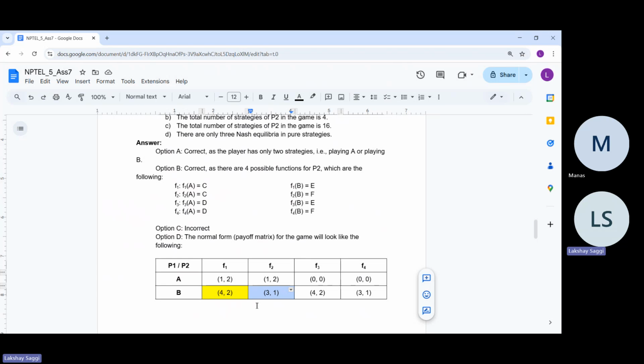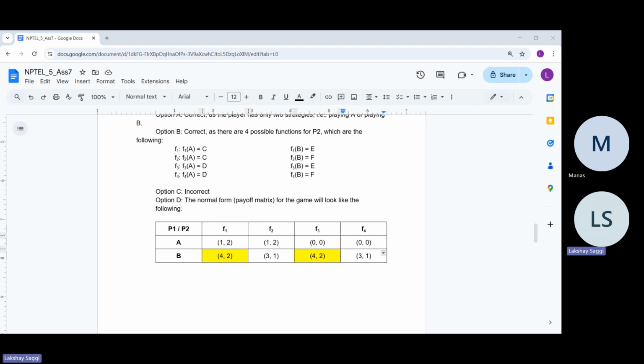Similarly for 3, comma 1, let's see. Okay, the row player does not have an incentive to switch, but the column player does, because the column player's payoff currently is 1, and it can go to 2 if the column player switches to something else. Similarly, in this case, 4, comma 2, again the row player does not have any incentive to switch. The column player also does not have any incentive to switch, since the payoff is already 2. So this is also a Nash equilibrium. And similarly, in this 3, 1, the column player again has an incentive to switch from 1 to 2.